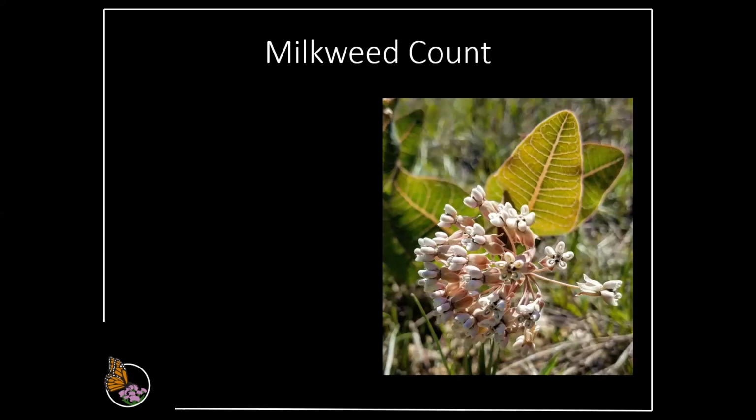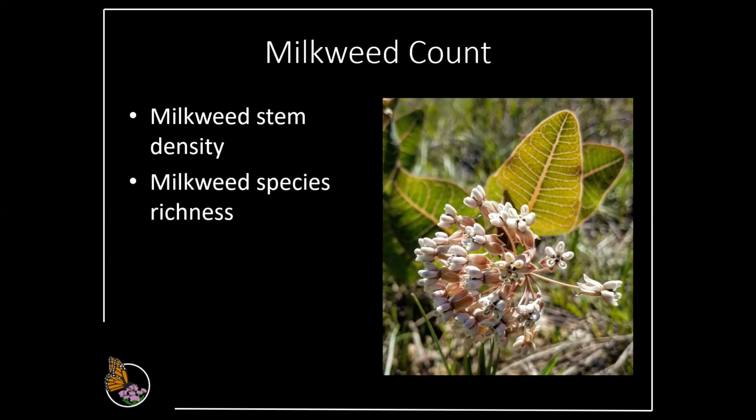The milkweed stem count allows you to track several useful metrics. The IMMP data entry portal uses the area of your site and the number of stems that you find to calculate the milkweed stem density. For that reason, it's very important to conduct a thorough meander and count every milkweed plant and stem. You can also track milkweed species richness, that is, the number of milkweed species present on your site.